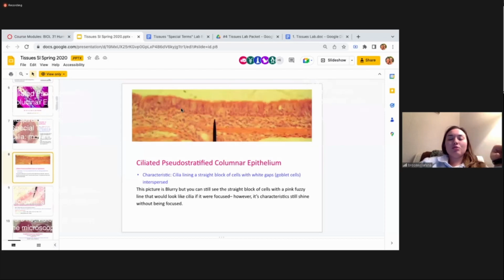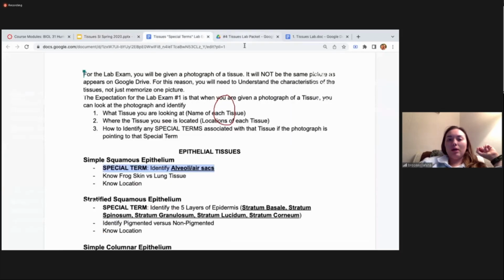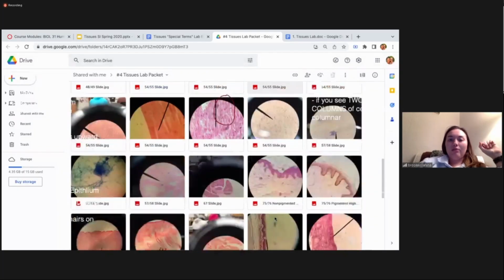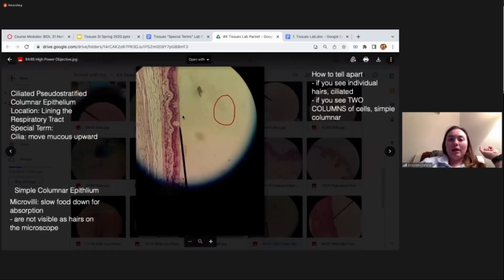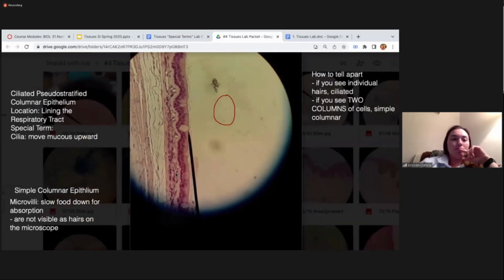But ciliated pseudostratified only has 1 column of cells. So right here, we have 1 column of cells. On our next picture here, we also have 1 column of cells. Is that making sense? So again, 2 columns of cells for simple columnar, and the microvilli are not hairs. You can't see hairs for microvilli. And then for ciliated pseudostratified, you can see the hairs, and we only have 1 layer of cells. Good?